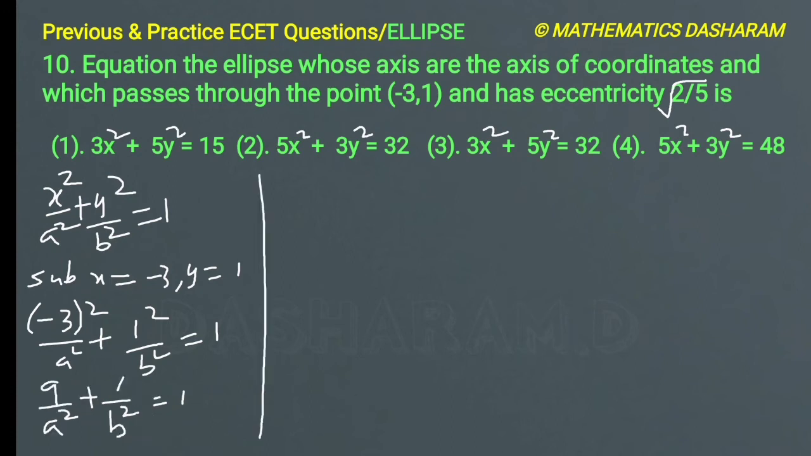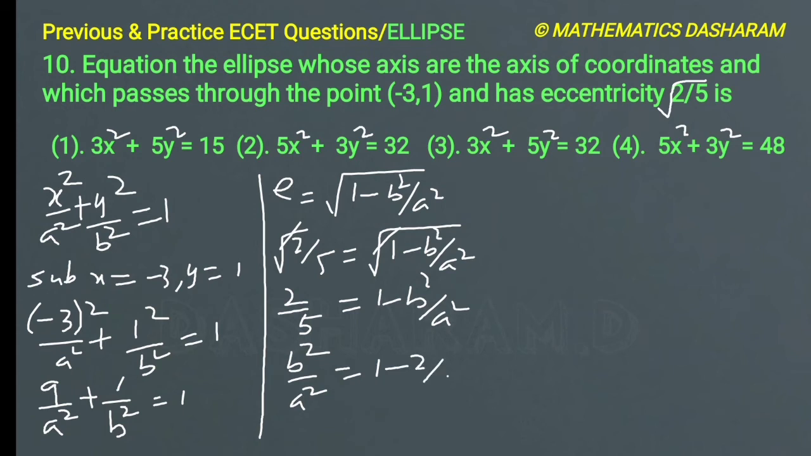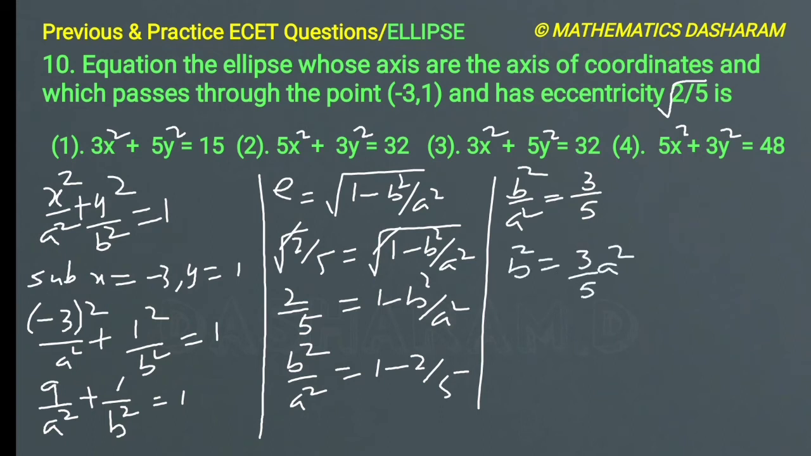Next, eccentricity e equals to under root 1 minus b square divided by a square. The e value is given, that is under root 2 by 5. It is equals to under root 1 minus b square by a square. Here we can cancel the square root on both sides. 2 by 5 equals to 1 minus b square by a square. So then b square by a square equals to 1 minus 2 by 5. So let's take the LCM. b square by a square equals to 5 minus 2, 3 by 5. Then b square equals to 3 by 5 into a square.